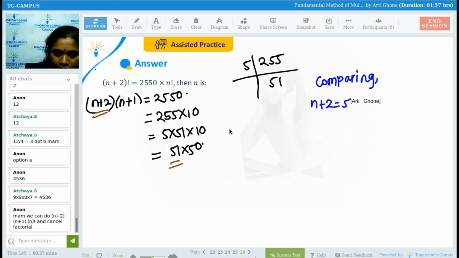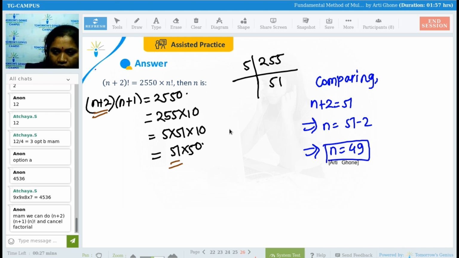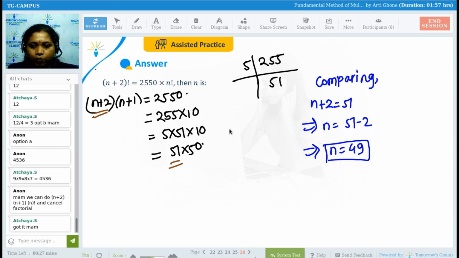N plus 2 is equal to 51. So obviously n is equal to 51 minus 2, which implies that n is equal to 49. Clear? Yes or no? Big smile on your faces, please. Don't feel exhausted. It's interesting, no?